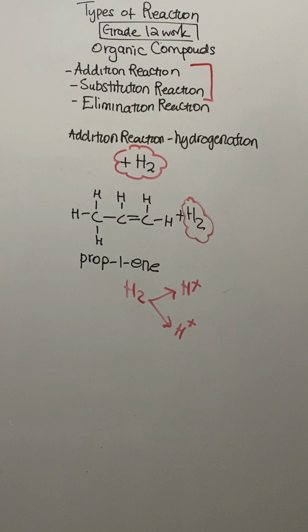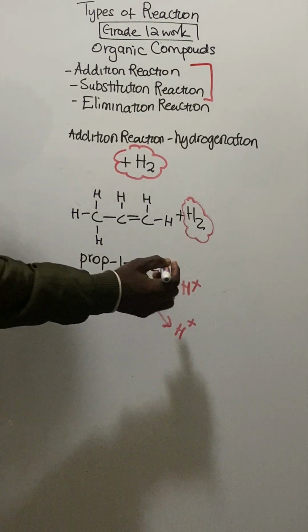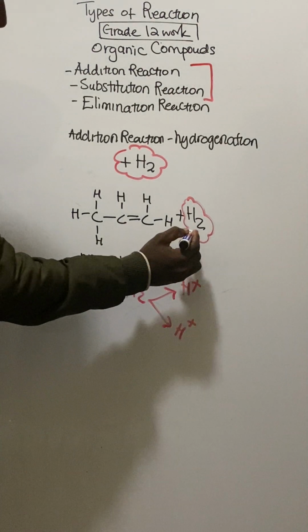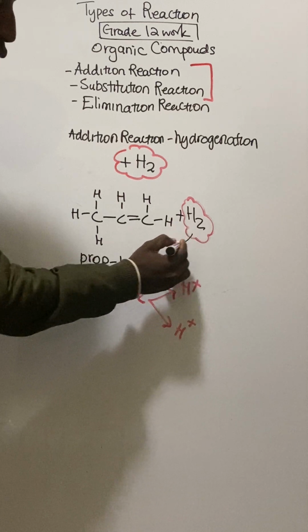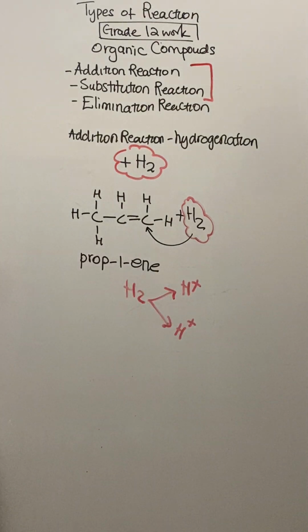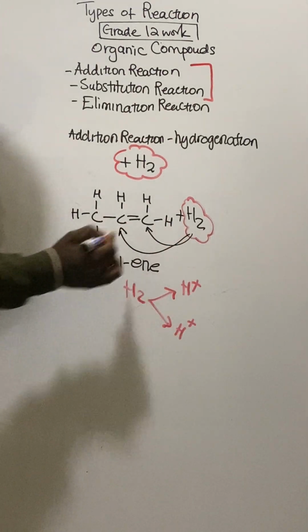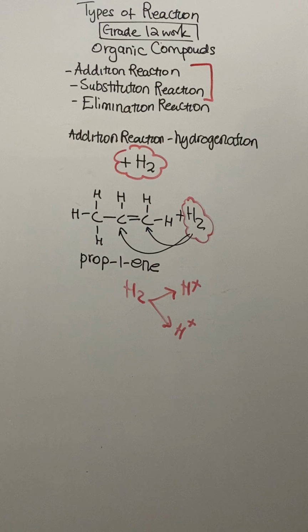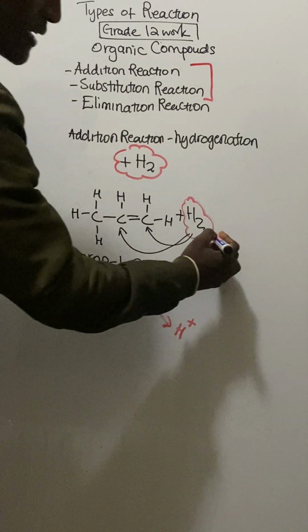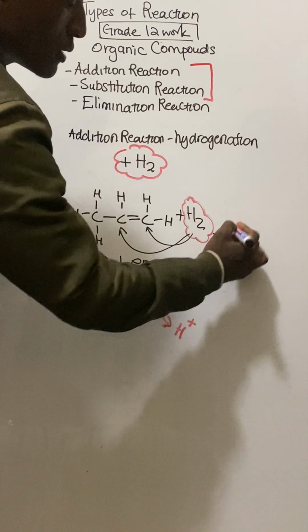So what's going to happen? One of the hydrogen atoms will bond with this carbon atom, and then another one will have to bond with the other carbon atom. What will it produce? It will produce an alkane. This is what it will produce.